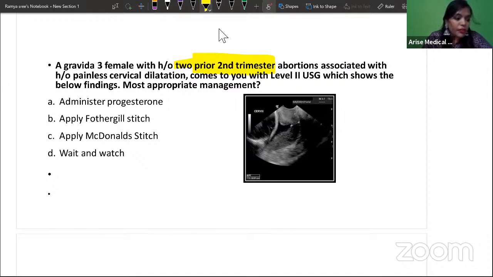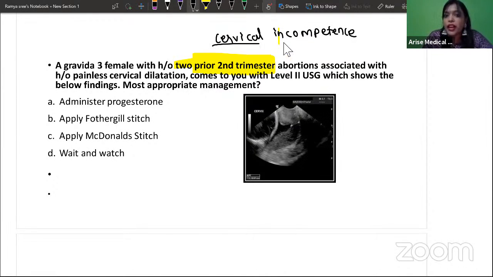Very good evening to all of you. What are you suspecting when she has 2 prior second trimester abortions? Yes, I want an active participation. Yes, Madhura. So as she has 2 prior second trimester abortions, it mainly suggests that we are dealing with a cervical incompetence. Cervical incompetence.